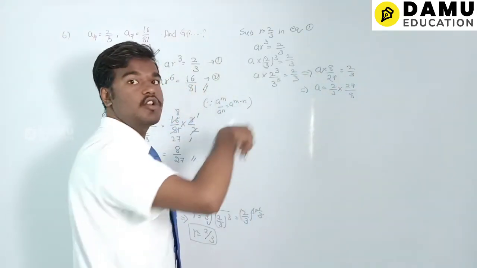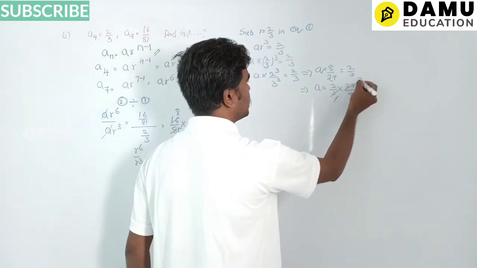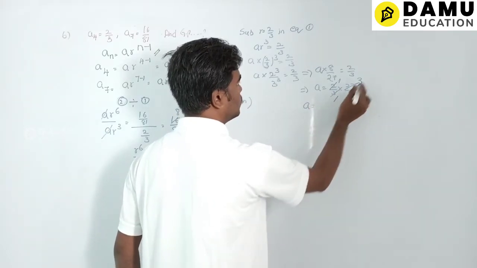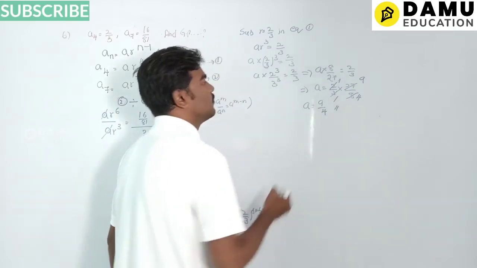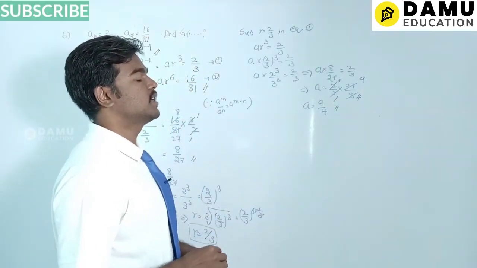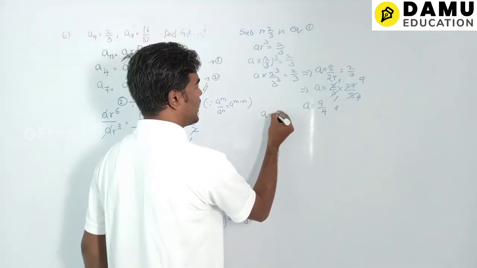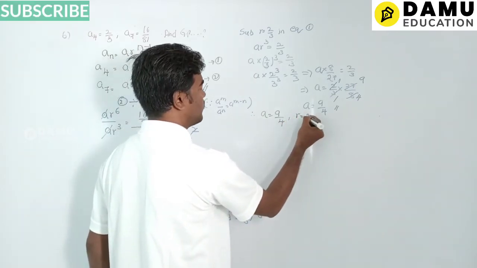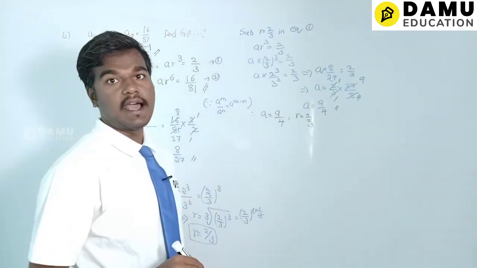Can you do it like this? Reciprocal, so we change that factor. 3 ones are 3, 3 nines are 27, 2 ones are 2, 2 fours are 8. So a will be equal to 9 by 4. The first term a will be equal to 9 by 4 and r will be equal to 2 by 3. So we got a and r.